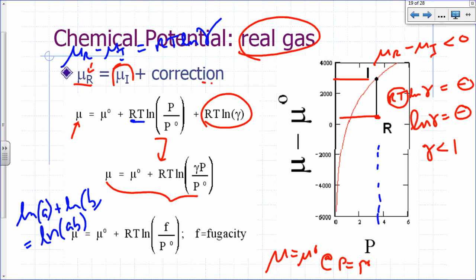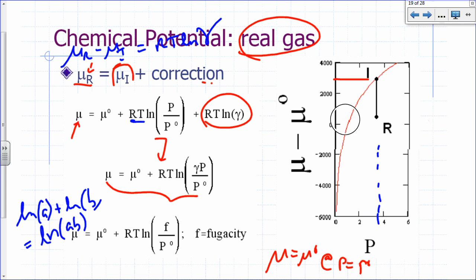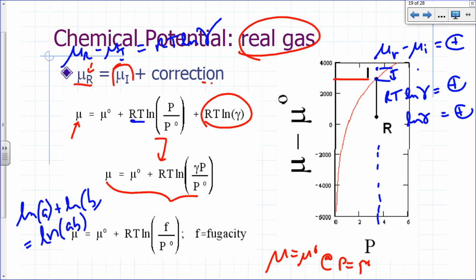What if your real gas chemical potential is above the ideal value? Let's say our real value is over here. Then in this case, RT ln gamma, mu real minus mu ideal, is going to be a positive number. Then ln gamma is positive. Then gamma is equal to a number greater than 1.